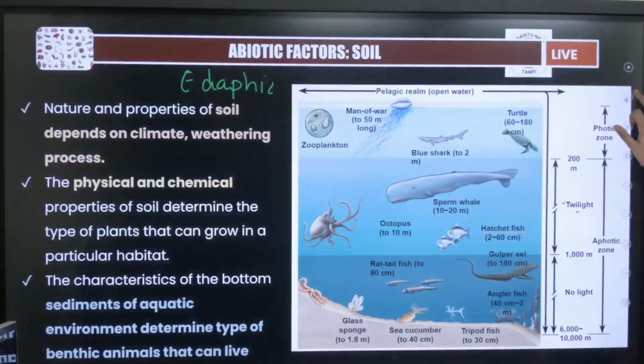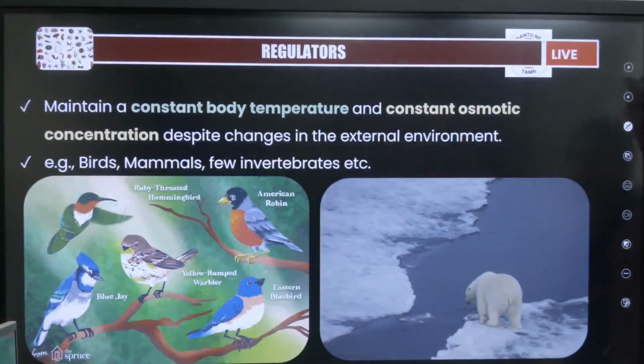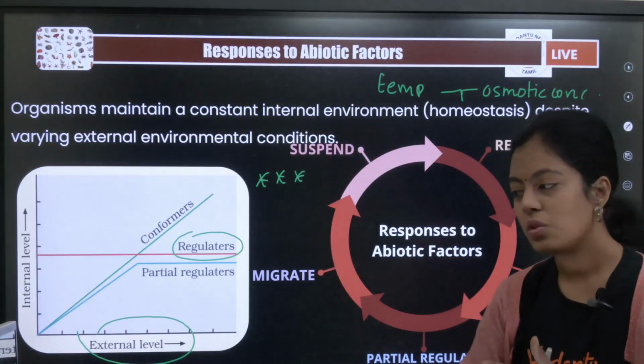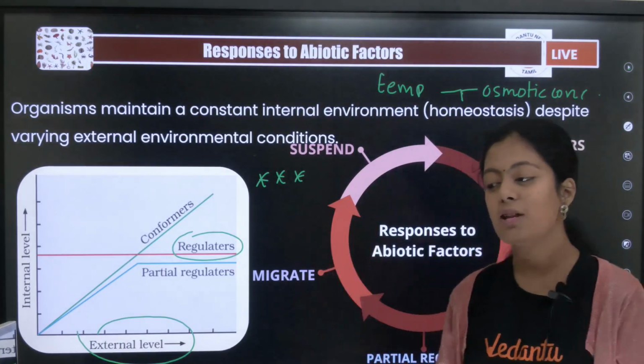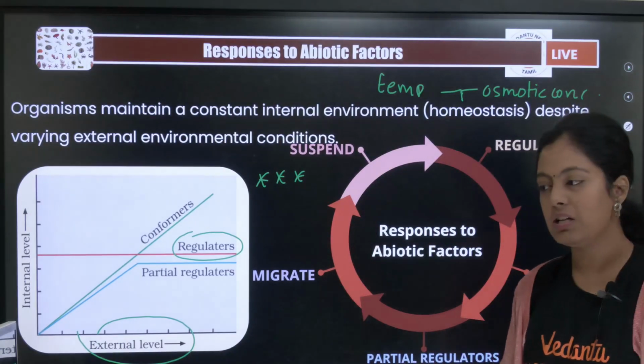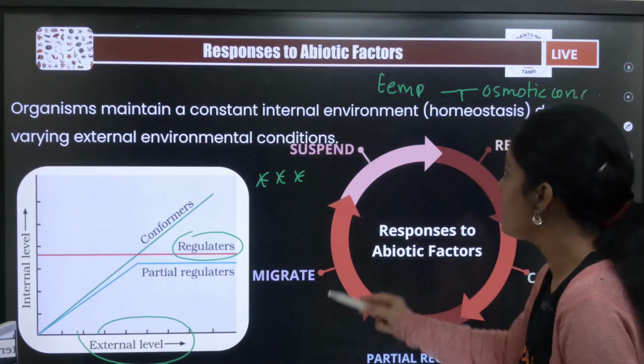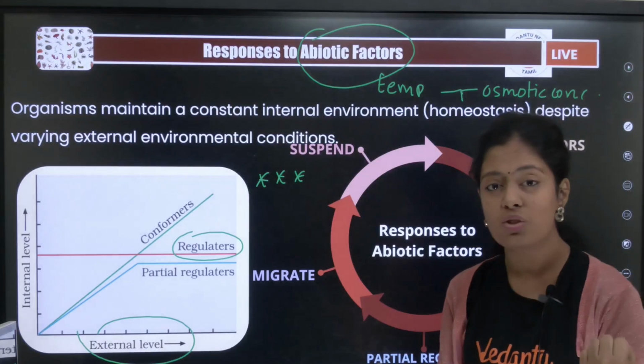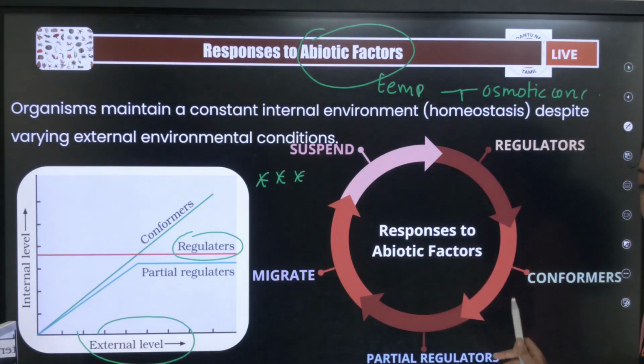Okay, so I'll go back to that graph now. You'll understand things better. Okay, you can see here partial regulators. So this is about your conformers, regulators and partial regulators. There are 3 different responses to your abiotic factor. They can ask, write a note on response to abiotic factor. You should be able to write this.